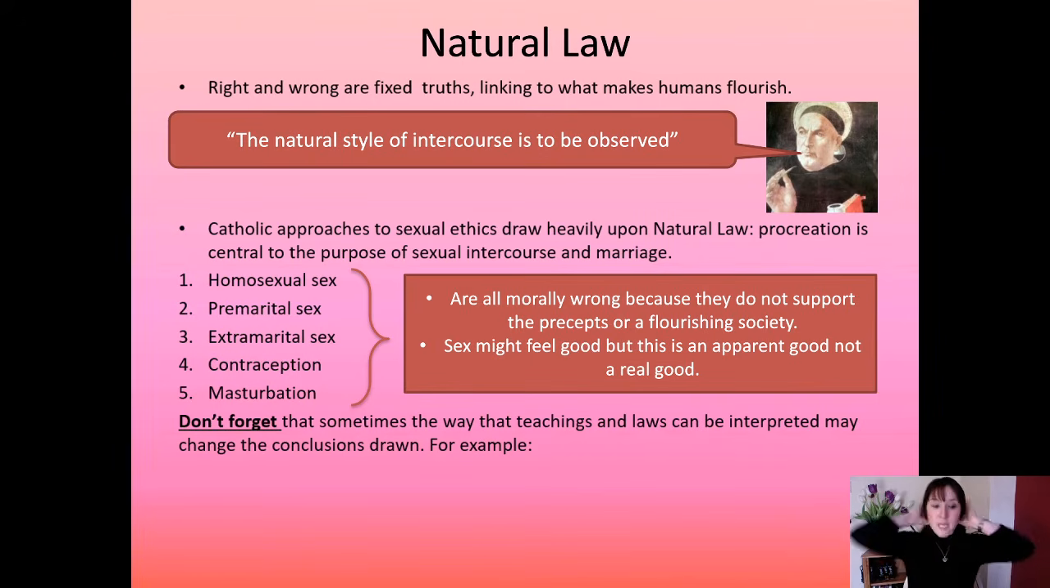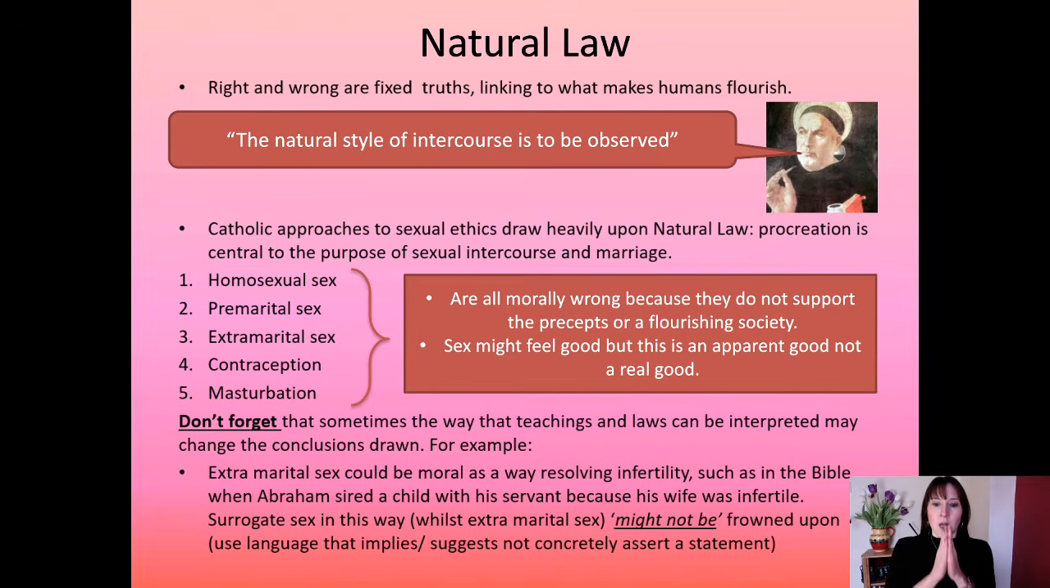Okay, so as I was saying, sometimes the way that teachings and laws can be interpreted may change the conclusion drawn. So, for example, extramarital sex, as we've already said, is having sex outside your own marriage with somebody else, which is not allowed because you're not allowed to have sex outside of marriage. However, this could be seen as moral as a way of resolving infertility, such as in the Bible when Abraham sired a child with his servant because his wife was infertile. So this is known as surrogate sex. So in this way, whilst it is extramarital sex, it might not be frowned upon.